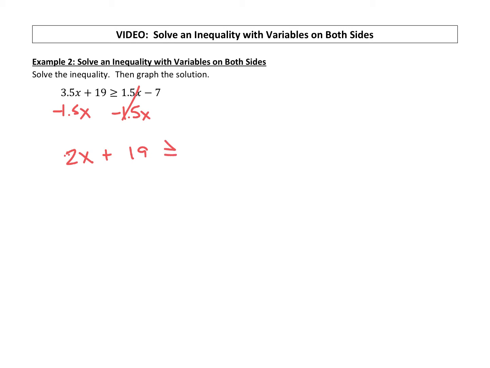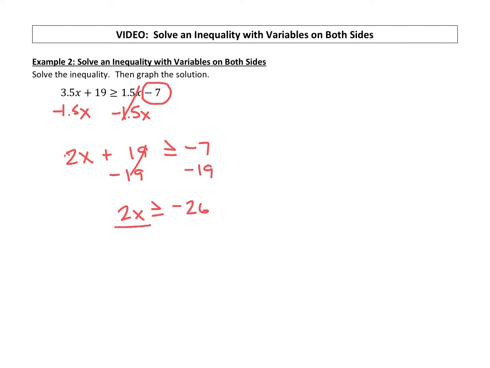And then just be very careful. This looks like a 7, but because we're subtracting a 7, it actually is negative, so we're going to bring down a negative 7. Now we just have our two-step equation. We are going to subtract 19 from both sides. So 2x is greater than or equal to negative 26.